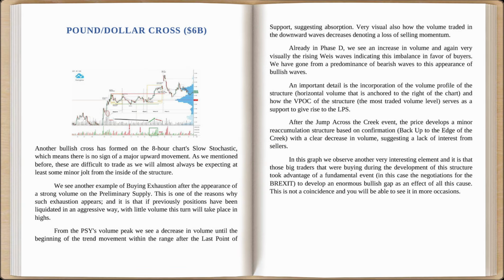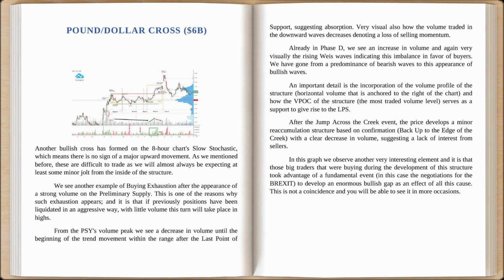Very visual also how the volume traded in the downward waves decreases, denoting a loss of selling momentum. Already in phase D, we see an increase in volume and again, very visually, the rising waves indicating this imbalance in favor of buyers. We have gone from a predominance of bearish waves to this appearance of bullish waves. An important detail is the incorporation of the volume profile of the structure, horizontal volume that is anchored to the right of the chart, and how the VPOC of the structure, the most traded volume level, serves as a support to give rise to the LPS.